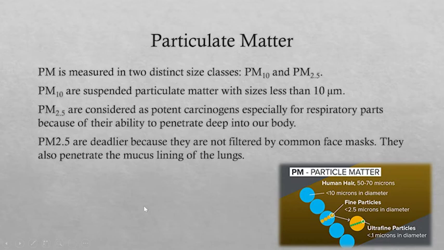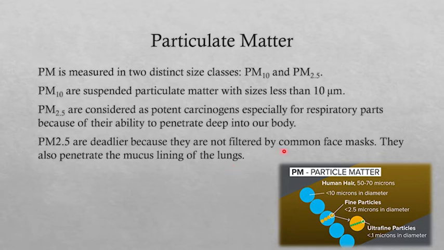Next, we have particulate matter or PM. PM is measured in two distinct size classes, that is PM10 or PM2.5. PM10 are suspended particulate matter with sizes less than 10 micrometers. PM2.5 are considered as potent carcinogens, especially for respiratory parts, because of their ability to penetrate deep in your body. So PM2.5 are particulate matter with sizes less than 2.5 micrometers. Also, PM2.5 are deadlier because they are not filtered by common face masks. They also penetrate the mucous lining of the lungs, which causes irritation or, in some cases, even cancer or damage to the lungs.